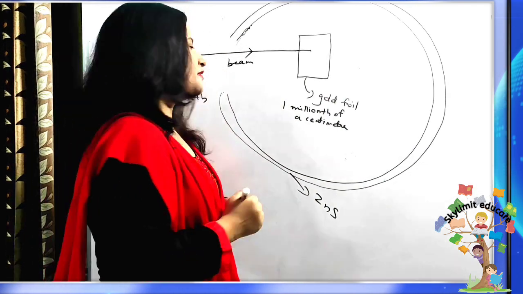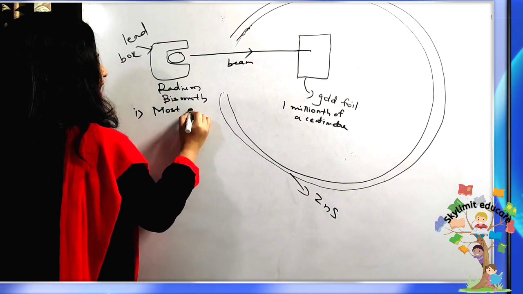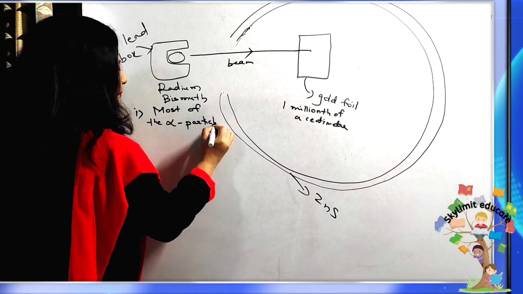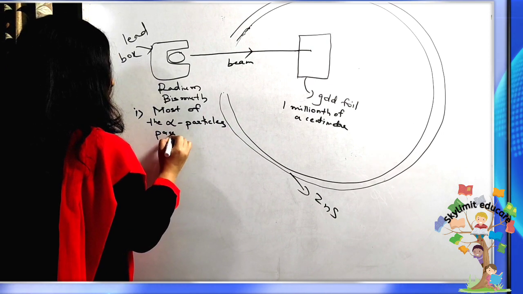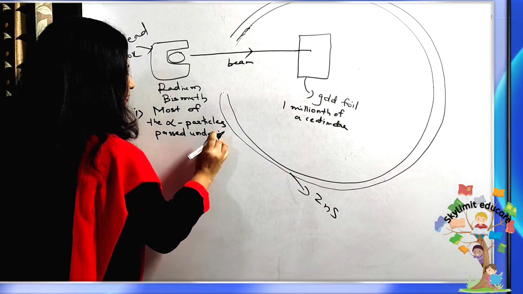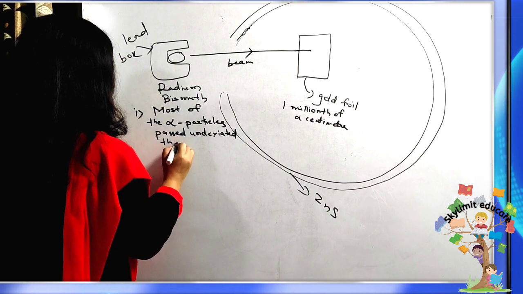So what was the first observation which was noted? It was noted that, unexpectedly, most of the alpha particles passed undeviated through the gold foil.